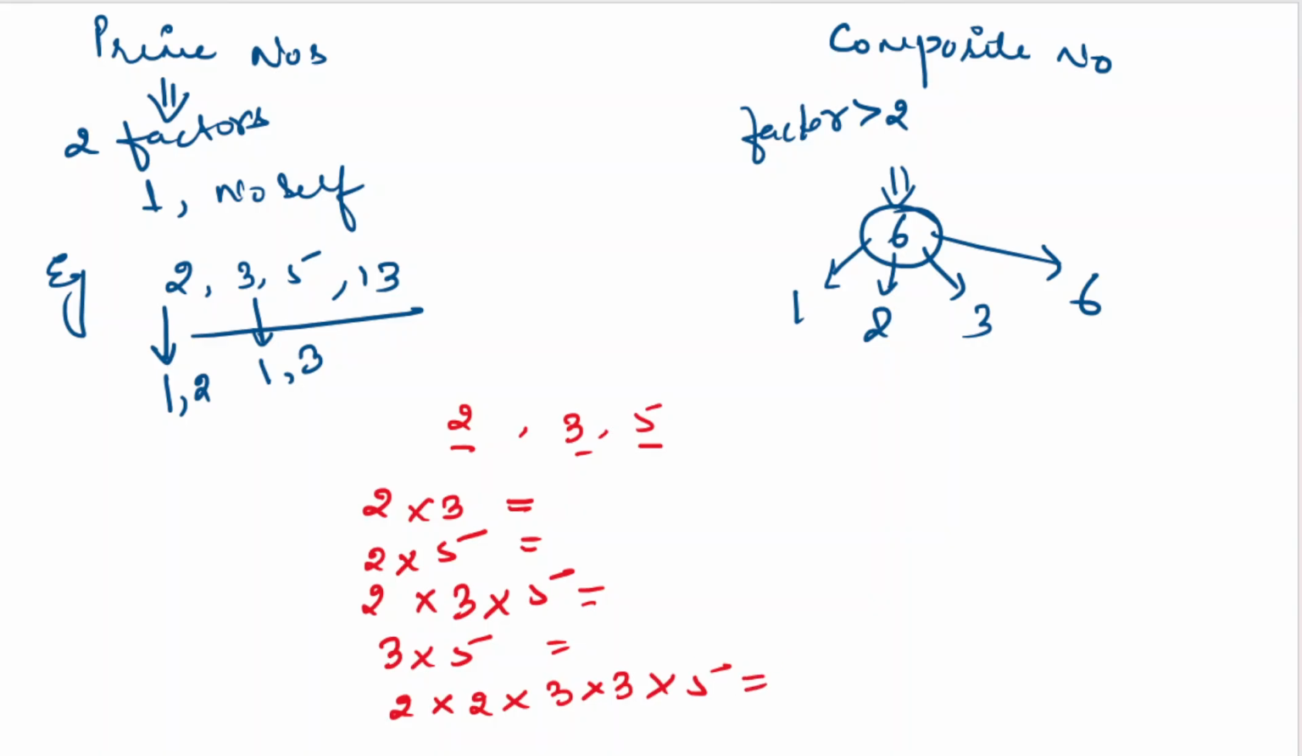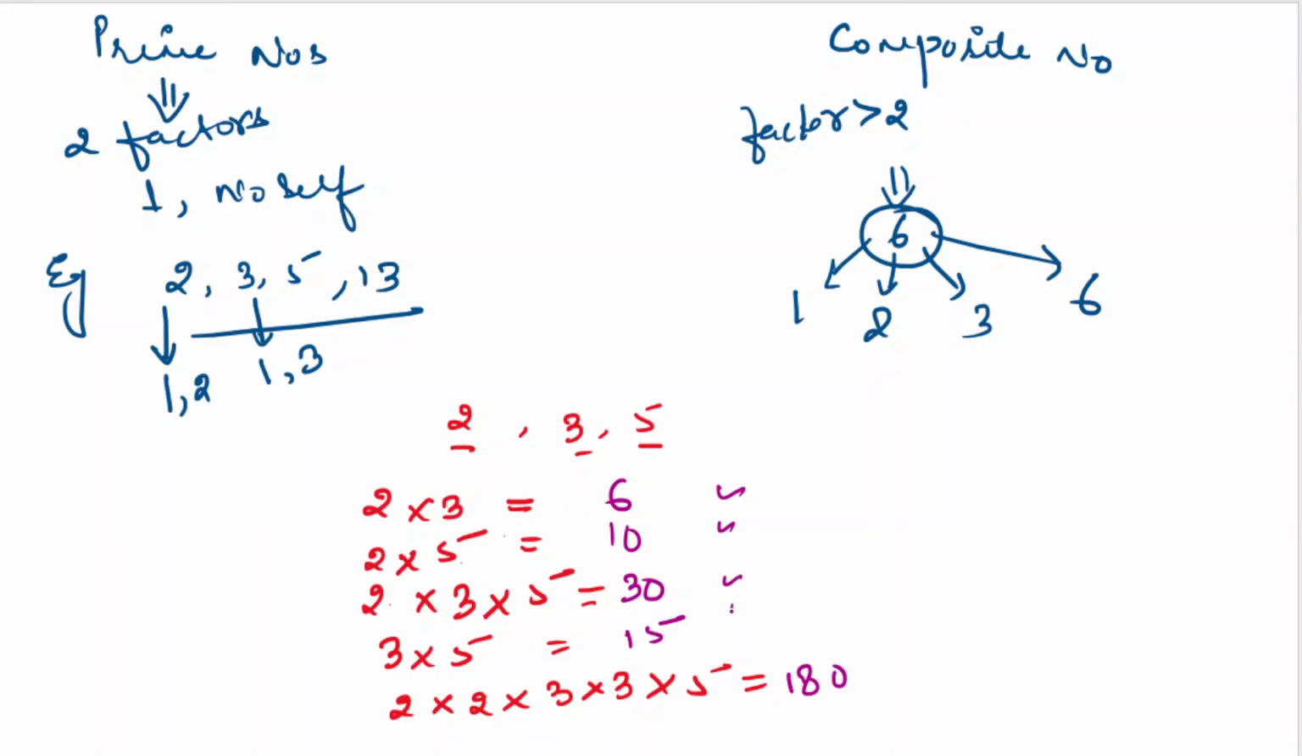How do you choose? 2 into 3 is equal to 6. 2 into 5 is equal to 10. 2 into 3 into 5, how much? 2 into 3 is 6, 6 into 5 is 30. 3 into 5 is 15. 15 into 3 is 45, 90, 180. This means whenever you take a combination of prime numbers in different combinations, you get a different number.